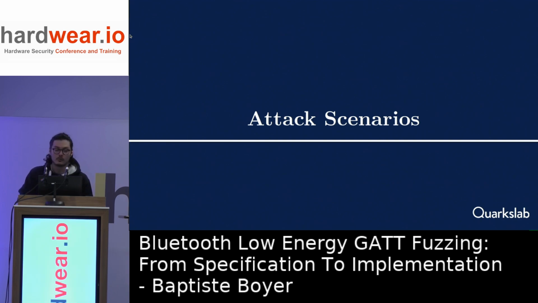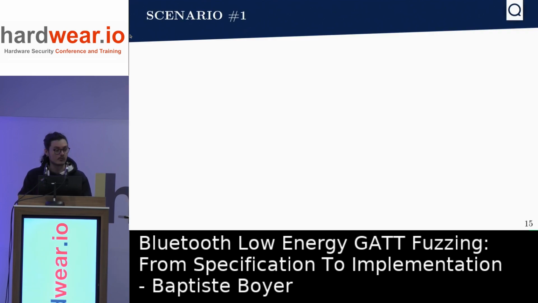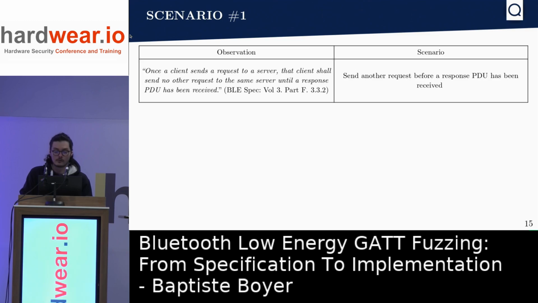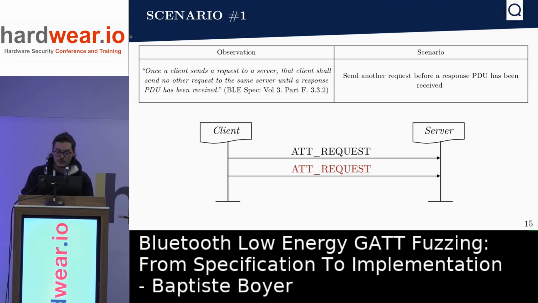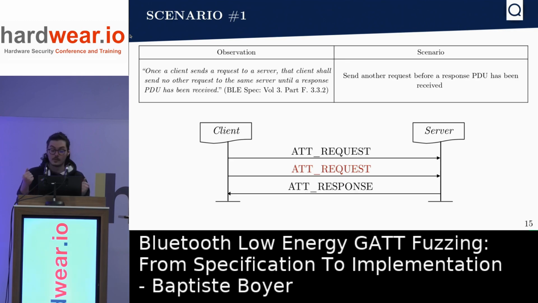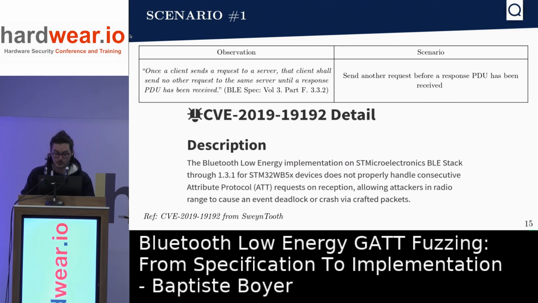Okay, now that we have a good understanding of how the ATT and the GATT layer work, we can elaborate our attack scenarios. Here, I'm only going to describe 3 out of 9 scenarios because of time constraints. For the first scenario, we started from this observation. Once a client sends a request to a server, that client shall send no other request to the same server until a response PDU has been received. So, what we did here was to send in a row 2 ATT request PDUs and to observe the behavior of the server. Okay, you might find this trivial, right?